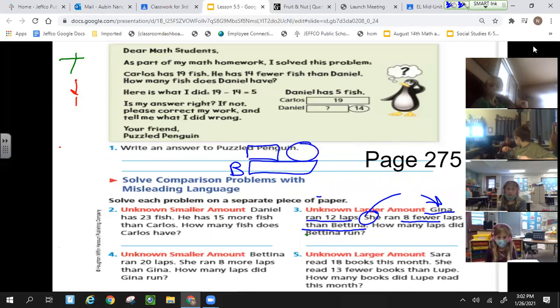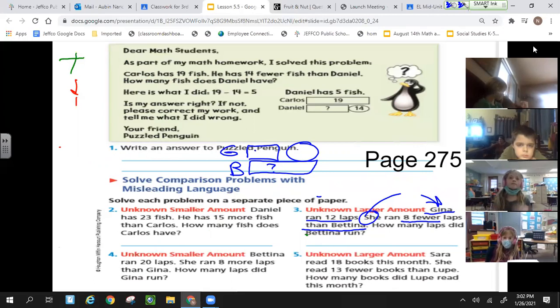Gina is going to be here, but we don't know how many she ran. What I did is I added 12 and 8 and got 20. Okay, Gina ran how many? 12, which is 8 fewer than Bettina. How are we going to figure out how many Bettina ran?